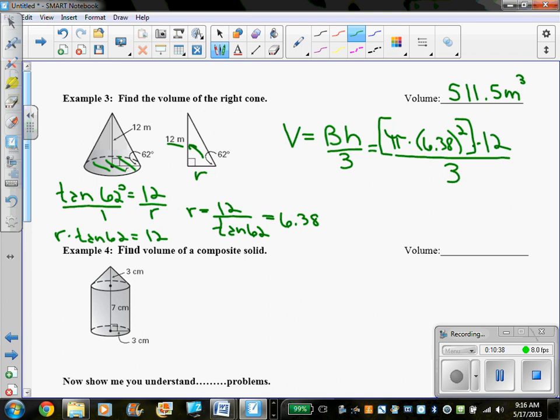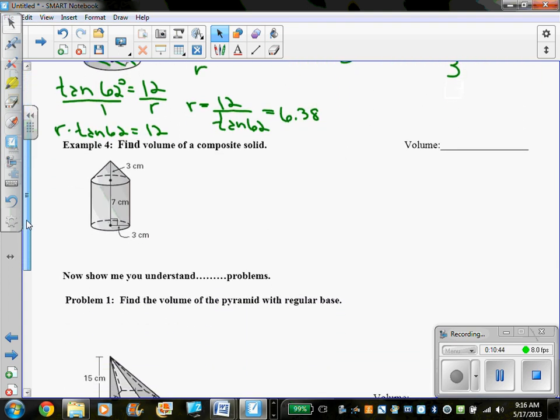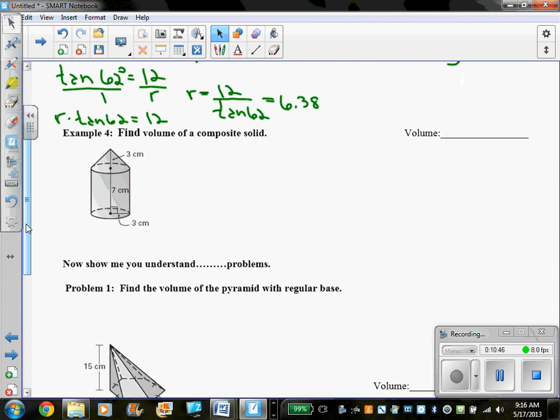Okay, I'm hoping you're enjoying the volume a little bit more than what we had the surface area. Surface area does take us a little while, so this is kind of a nice change of pace. I have one more example here to show, and then from there you're going to show me that you understand what's going on by doing the bottom two problems once I'm done with this example here in example 4. It says find the volume of a composite solid. So you'll notice you have a cone on top of a cylinder. So we do need to find the volume of both.